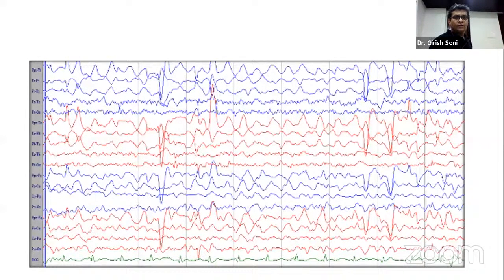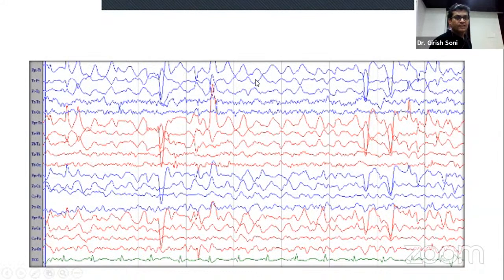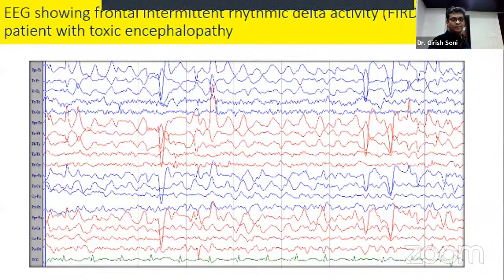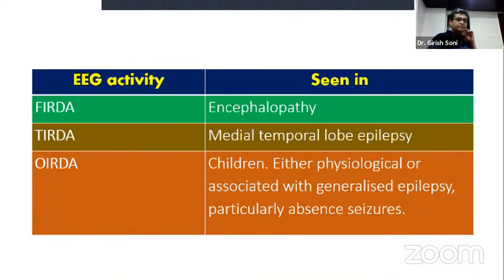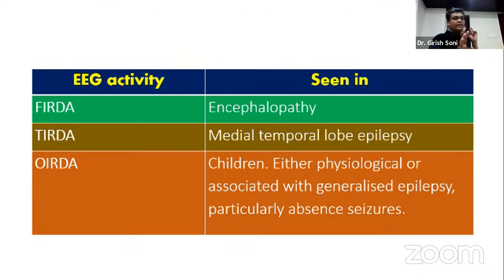Now this is the third EEG in a patient with altered sensorium. So you can easily make out theta delta range slowing synchronously in the frontal area. So this represents FIRDA, frontal intermittent rhythmic delta activity. FIRDA is seen commonly in metabolic or toxic encephalopathy. Sometimes if they are present unilaterally, they indicate an underlying structural frontal problem. So the significance of FIRDA, TIRDA, OIRDA is different. FIRDA, think of encephalopathy. TIRDA, think of temporal lobe epilepsy. OIRDA, think of generalized epilepsy syndrome or sometimes physiological.